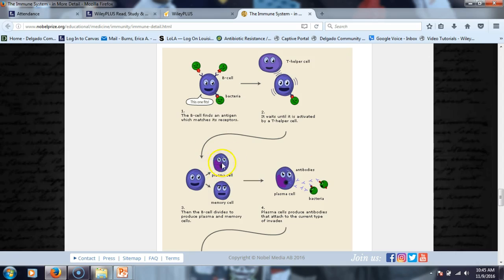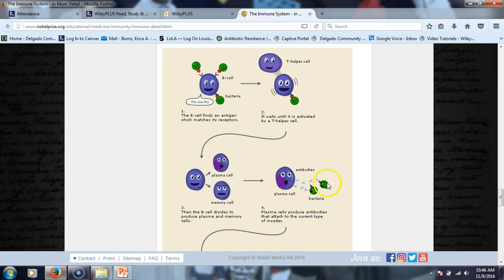And I love this cartoon because, look, the plasma cell, it's like he's spitting the antibodies out his mouth. It's a cartoon, right? But it's cute. Visualization sometimes helps some of us. And then we've got the memory cell. And so those antibodies are going to directly bind to those antigens.